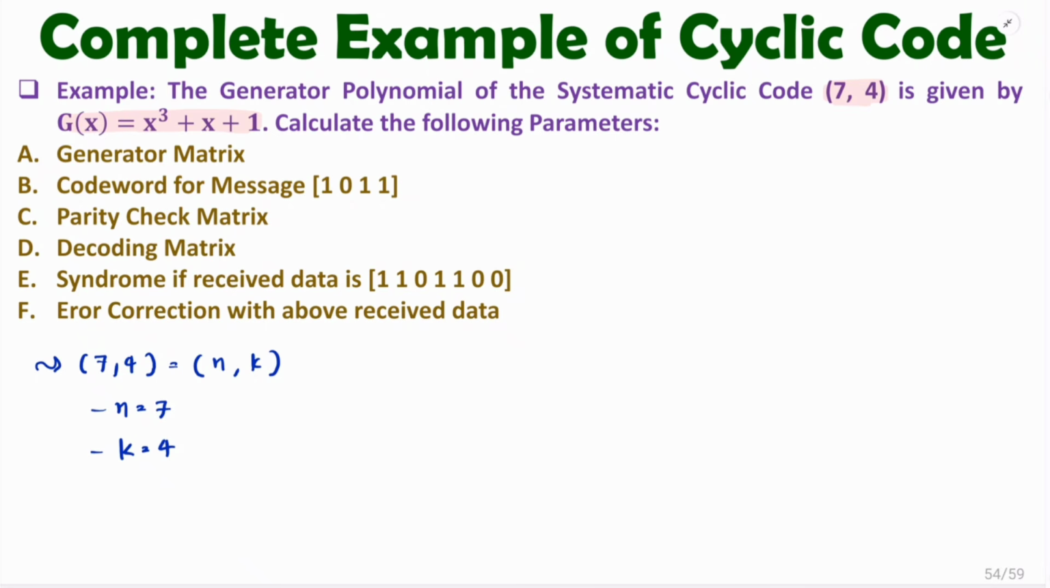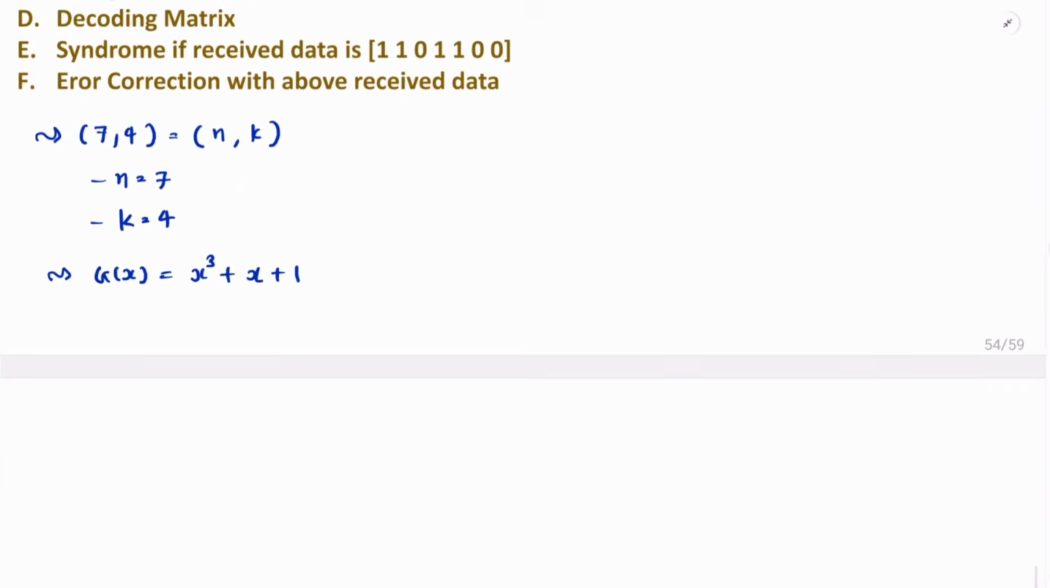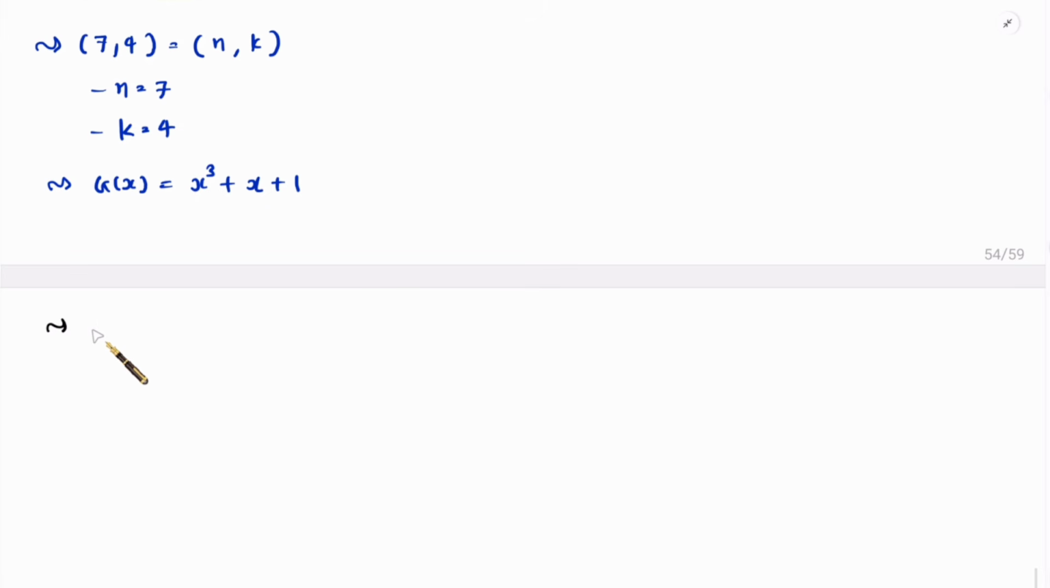Here we have the generator polynomial. You can observe the generator polynomial g of x that is given, that is x cube plus x plus 1. Using this generator polynomial and the (n,k) code, one can understand the generator matrix. Let me explain that. The generator matrix, that is G, is a combination of the identity matrix I of k and the parity matrix.